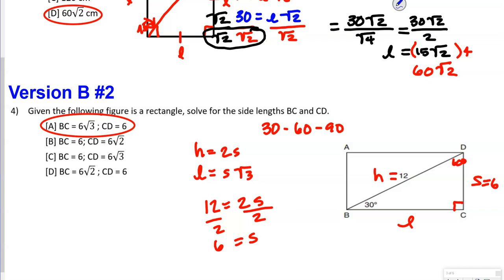Now we're going to use that to find our long leg. So wait, actually, let's pause. CD, this is CD, isn't it, y'all? CD is equal to 6. So it can't be that answer, and it can't be that answer, right? Now we're going to plug that short leg into the formula for our long leg. So the long leg formula is L is equal to the short leg times the square root of 3, right? So that is what equals what? BC, right? BC is equal to 6 square root of 3. Now, I could have also eliminated answer D because it has a square root of 2, and an answer is never going to have a square root of 2 in it for a 30, 60, 90.